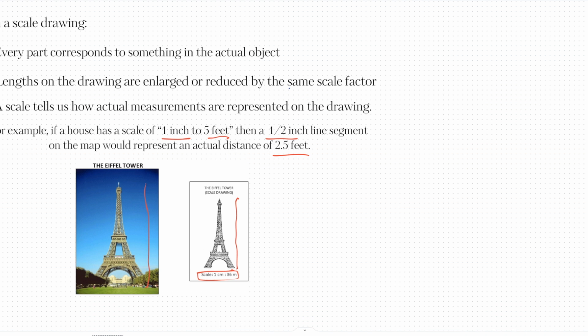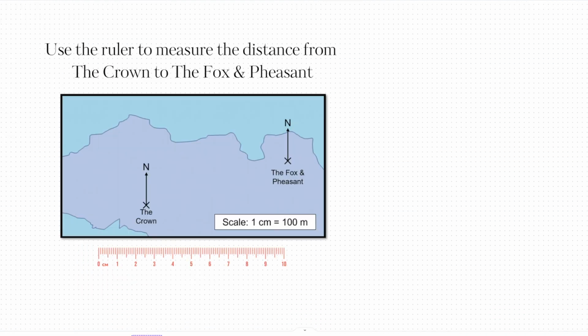Finally, let's take a look at this map here. It says use the ruler to measure the distance from the crown to the fox and pheasant. Let's look at the key characteristics here. Here we have the scale. The scale says that for every 1 centimeter, it equals 100 meters in real life. And down here we have our ruler.